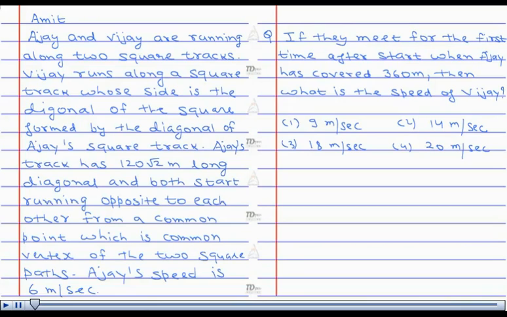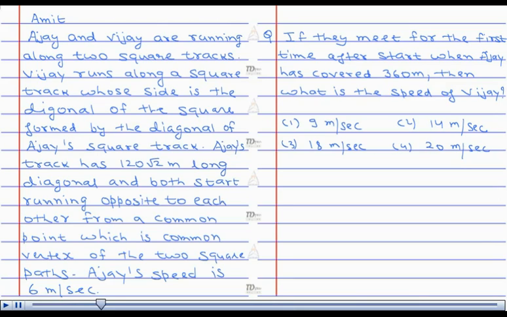Hello, I am Amit. The question is, Ajay and Vijay are running along two square tracks. Vijay runs along a square track whose side is the diagonal of the square formed by the diagonal of Ajay's square track. Ajay's track has a 120 root 2 meter long diagonal and both start running opposite to each other from a common point which is the common vertex of the two square paths. Ajay's speed is 6 meters per second. Now the question is, if they meet for the first time after start when Ajay has covered 360 meters, then what is the speed of Vijay?